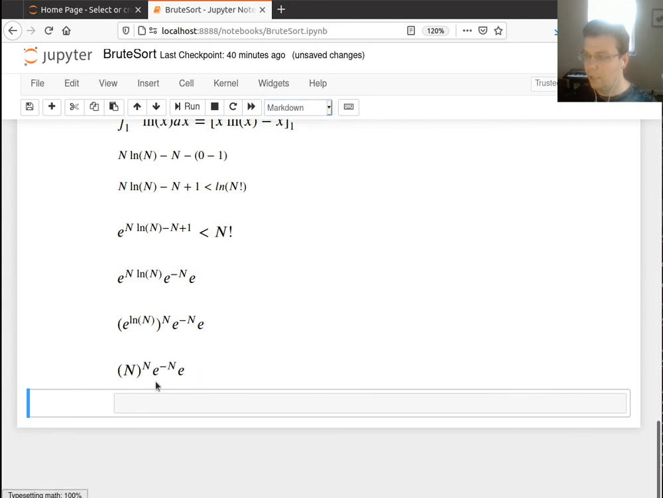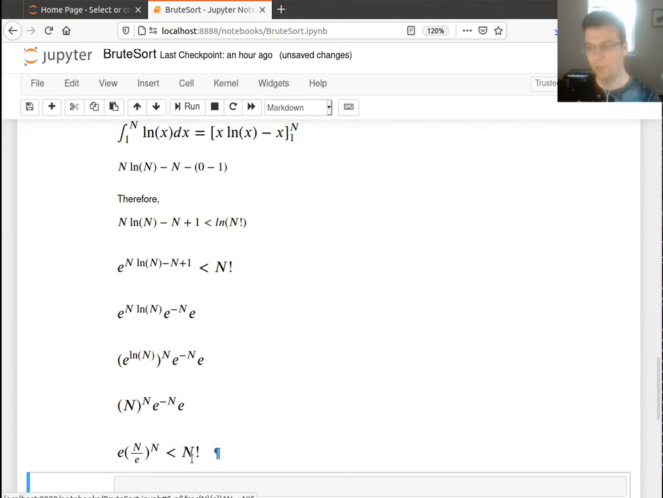I'm going to combine these. e to the negative n is 1 over e to the n. So let me pull these into the same thing together. What you get is that e times n over e to the n is less than n factorial.